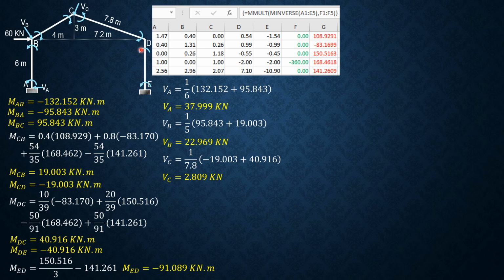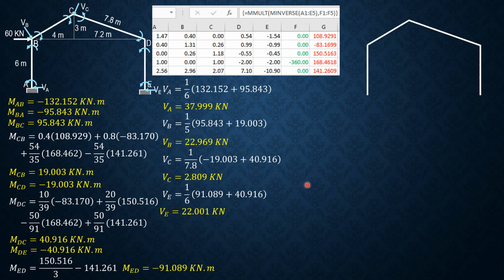Then finally shear at E. So we have the moment DE and moment ED, both counterclockwise because they are negative in the results. So V sub E is going to left. So V sub E is 1/6 of quantity 91.089 plus 40.916. So V sub E is 22.001 kilonewtons.